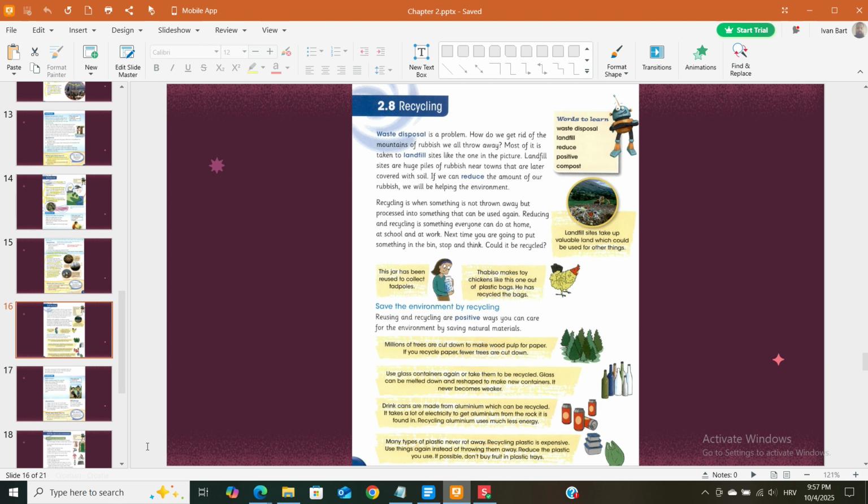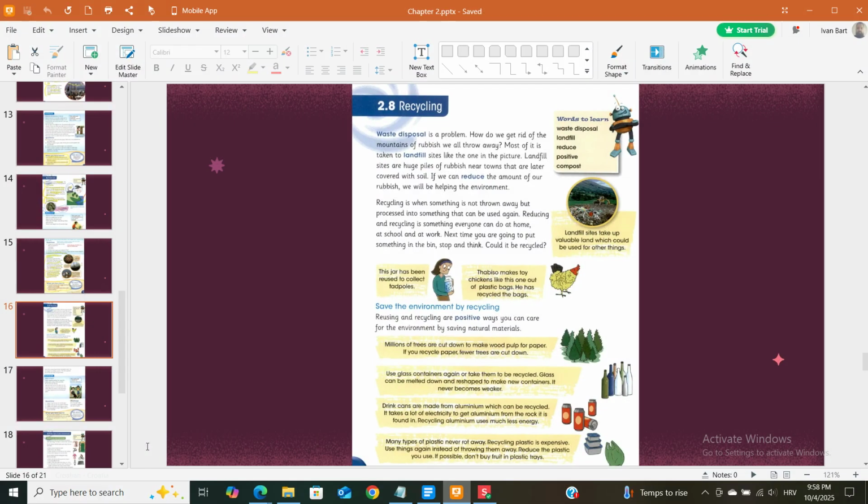Words to learn: waste disposal, landfill, reduce, compost. Landfill sites take up valuable land which could be used for other things. This jar has been reused to collect tadpoles. Thabiso makes toy chickens like this one out of plastic bags. He has recycled the bags. Save the environment by recycling.